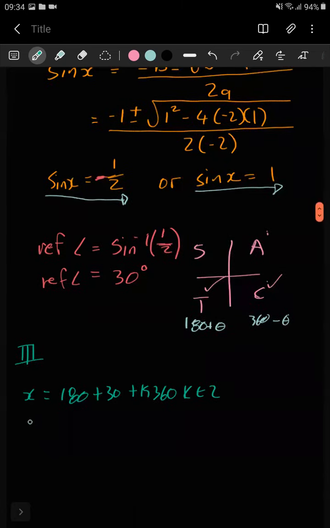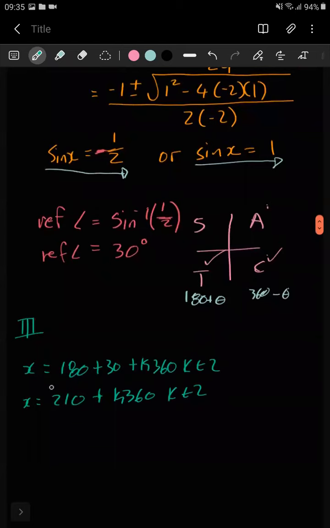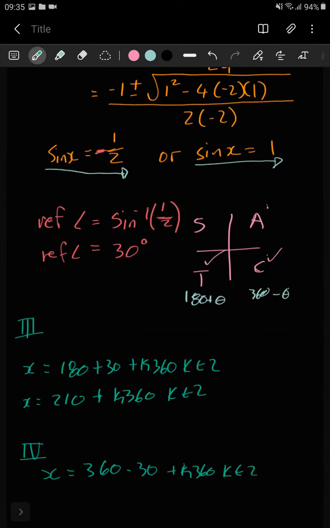So from here it's going to be x is equal to 210 plus k360, k is an element of integers. And then for the fourth quadrant, it's going to be 360 minus 30 plus k360, k is an element of integers.